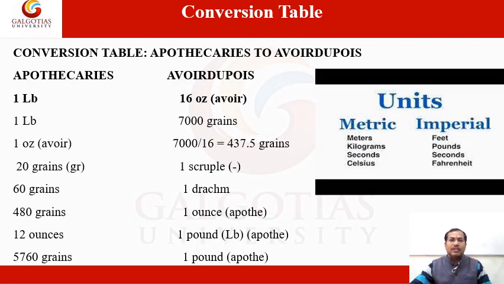In this slide, we will study various conversion tables: how we will convert apothecary system into Avoirdupois system. In this, 1 pound is equal to 7,000 grains, 20 grains is equal to 1 scruple, and 60 grains is 1 drachm. Other conversions are as mentioned in this table. But the important ones are the conversion of pound into grain and grain into scruple. We should also remember that 60 grains is equal to 1 drachm.